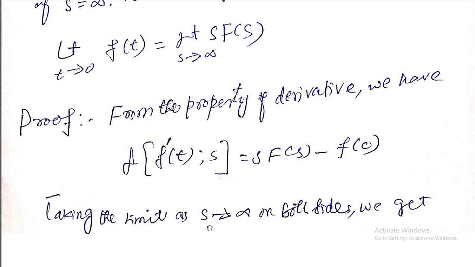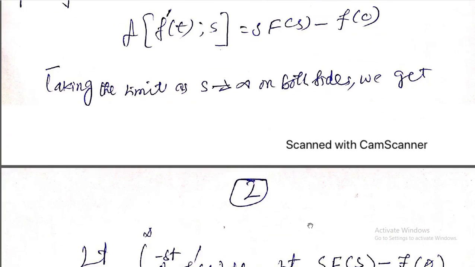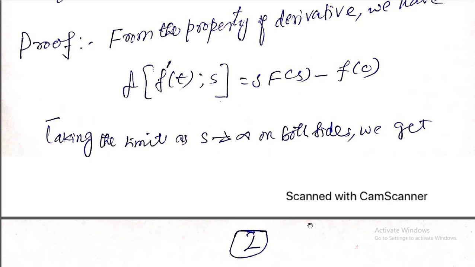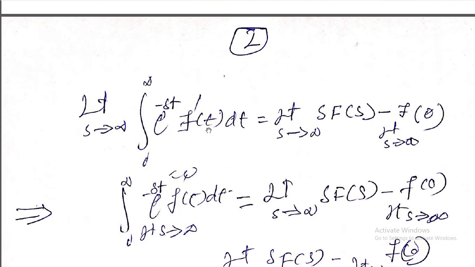Now taking the limit s tends to infinity on both sides, we get, and you know this is the Laplace of f dash of t. So let me put this in by definition: limit s tends to infinity, 0 to infinity, e power minus st f dash of t dt, because we are going to find the Laplace transform of f dash of t, equals limit s tends to infinity, s f of s.